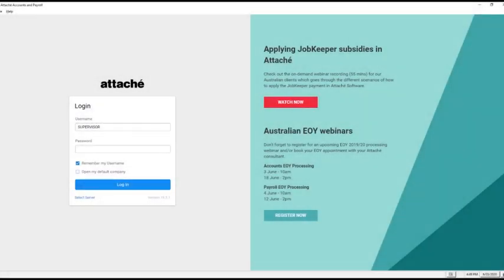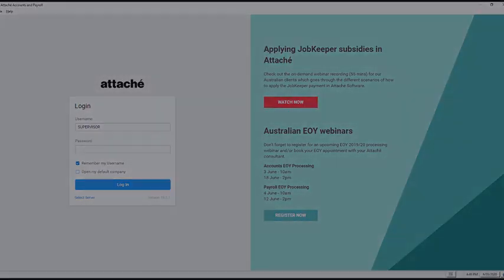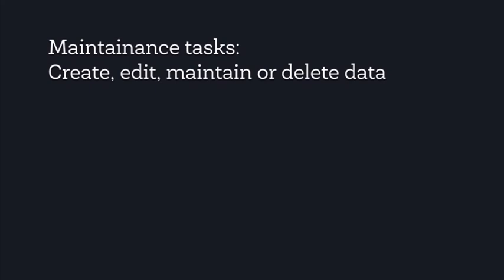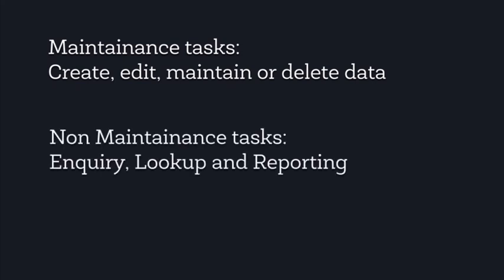This short video explains how to disable editing functions and prevent access to Attaché company. Disabling edit functions prevents users below the specified password level from opening maintenance tasks. A maintenance task is any task which allows a user to create, edit, maintain, or delete data. A non-maintenance task includes inquiry, lookup, and reporting.